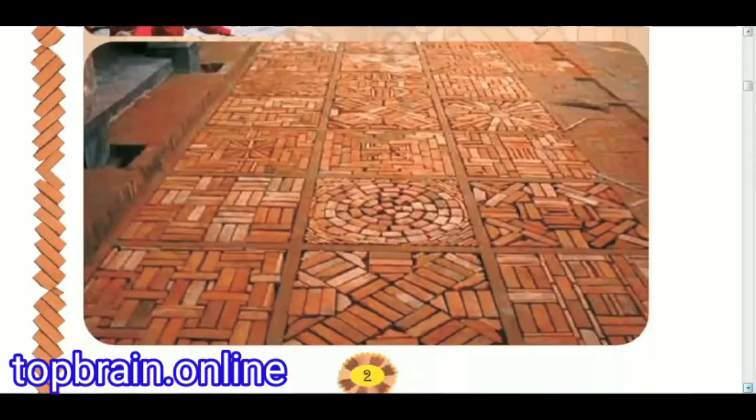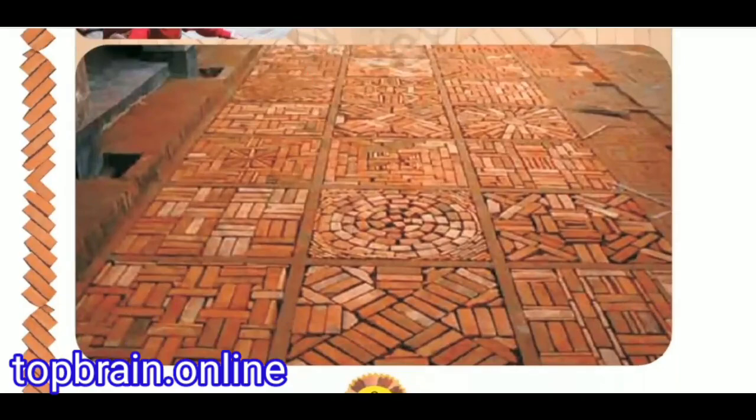Now observe this floor pattern. Nowadays you will not find this type of floor pattern, but you can see this floor pattern in old monuments, tombs, and in old buildings in village areas. So observe this floor pattern.